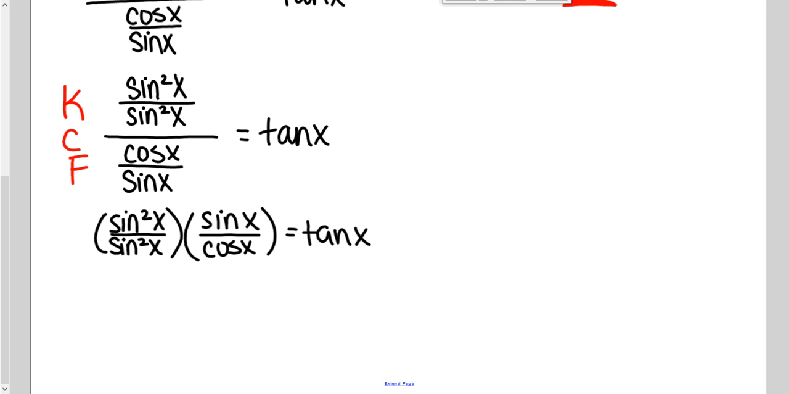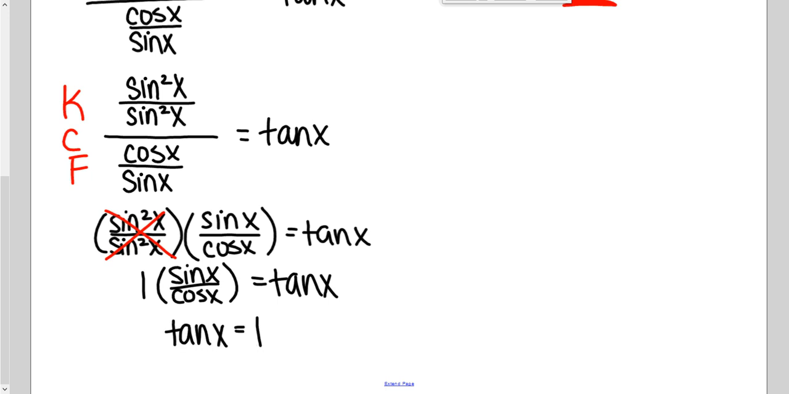Right? Well, you have got signs that get to cancel, okay? And we can actually just cancel it from here. Sine squared and sine squared, they cancel out, they create 1. So I've got 1 times sine cosine. Guys, 1 times anything is just itself. So I really have sine x over cosine x equals tan. Well, according to your quotient identities, sine x over cosine x is tangent.